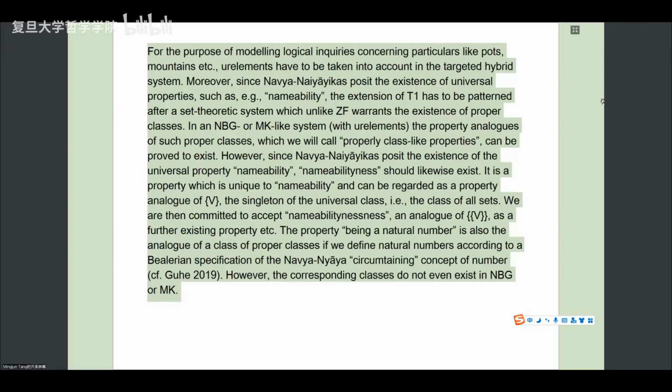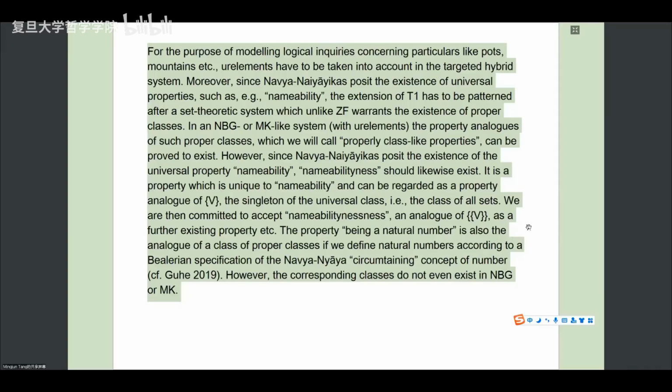Very broadly, one can say proper classes are something very, very big. Something like the universal class, for instance, the class of all sets. In Zermelo-Fraenkel, for instance, you cannot talk about such a thing. Cannot even talk about it. But in Naviania, you have something similar to the universal class, and this is the property nameability. Everything is nameable. And since the Navianians talk very much about such properties as well, we need a system where you can do that.